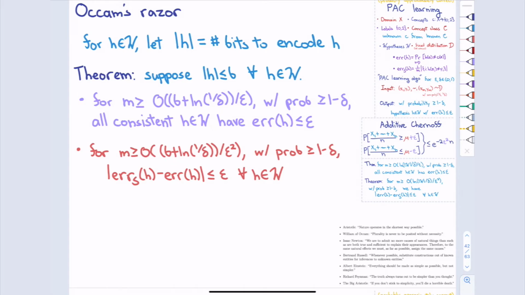If everything can be expressed in 10 bits, there can only be 1,024 hypotheses, which is 2 to the 10, right? So 2 to the b is an upper bound on the size of the hypothesis class. This is really just expressing what we just did, but it gives you a generalization bound in terms of the number of bits of the underlying hypotheses.